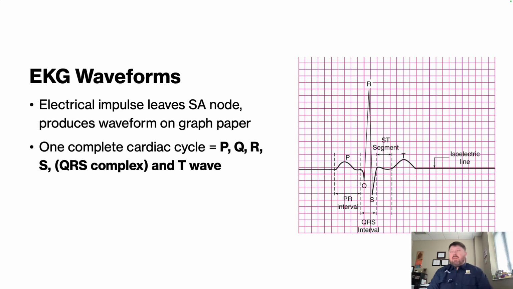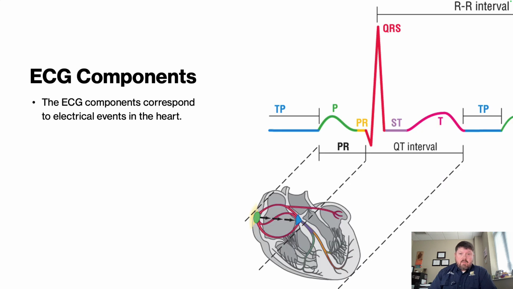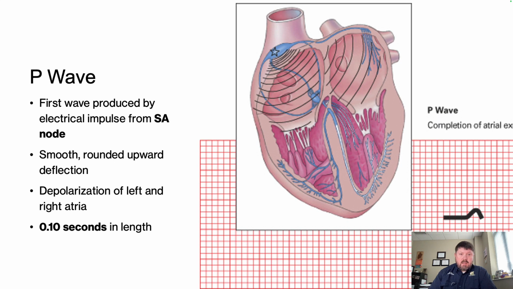So the electrical impulse leaves the SA node and produces a waveform on the graph paper. So the very first waveform that we're going to discuss is the P wave, which is going to be the view of the atrial conduction. So when the conduction is delivered, it goes down the internodal pathways over to the Bachmann's bundle to where all of the atria contract at the same time, and they create the P wave here. So the first wave produced by the electrical impulse from the SA node is the P wave.